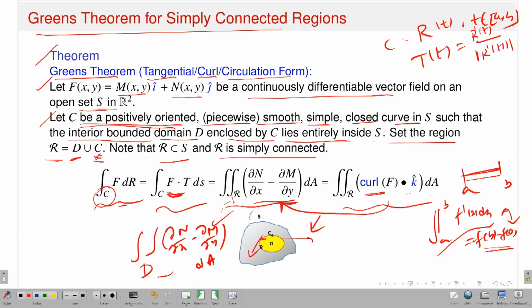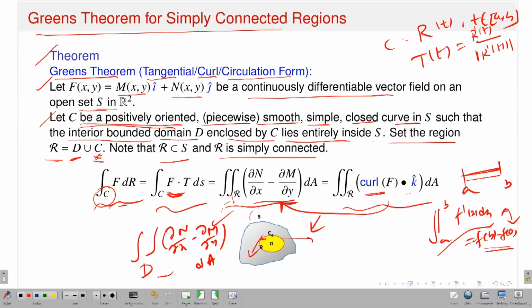So start with a continuously differentiable vector field on your open set S in R2. Start with a simple, closed, smooth, positively oriented curve C in S. Look at the interior bounded domain D enclosed by C, which lies entirely in S. Consider the region R, which is the region D along with its boundary, which is nothing but C. Then R is also simply connected, as I already said.